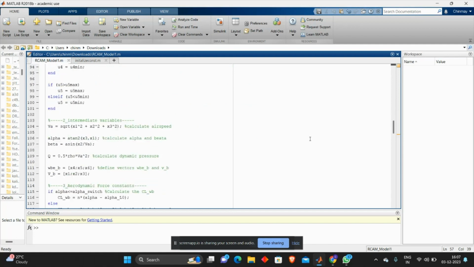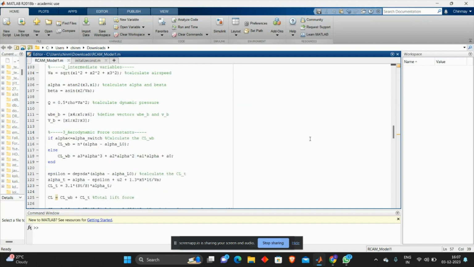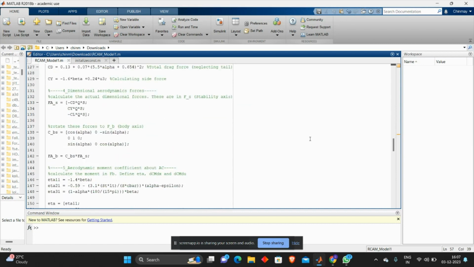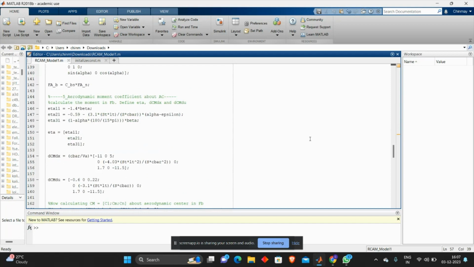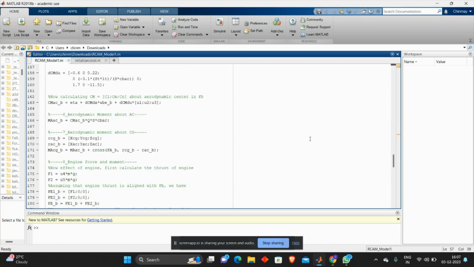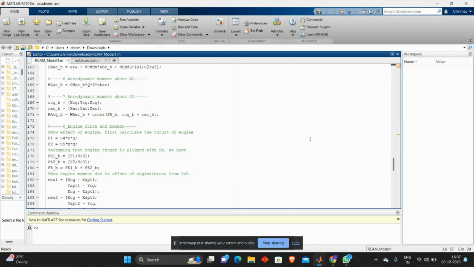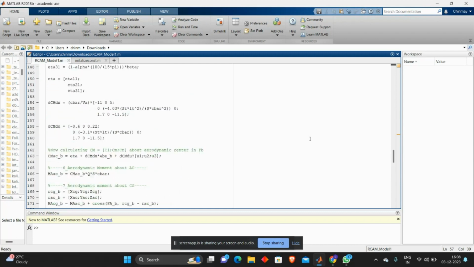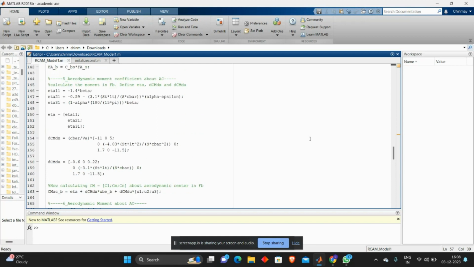Intermediate variable calculation. It computes airspeed, angle of attack, sideslip angle, and dynamic pressure based on the state variables. Aerodynamic force and moment calculation. Using aerodynamic equations, it calculates the lift force, drag force, side force, and dimensional forces in stability and body axis. Aerodynamic moment and coefficient calculation calculates the aerodynamic moments, coefficients, and the transformations about the aerodynamic center.